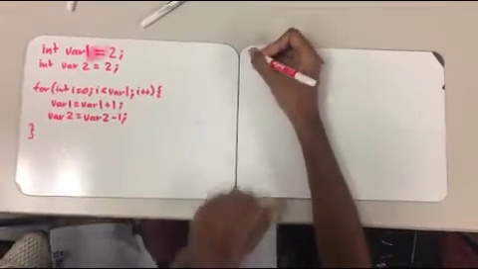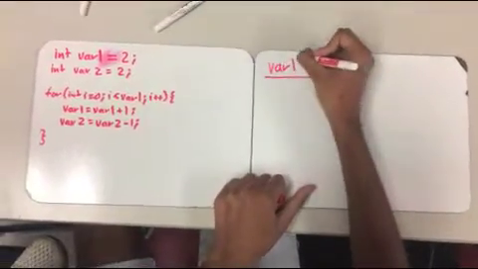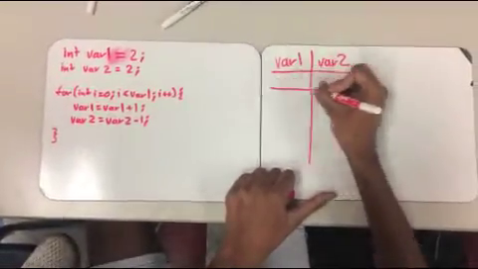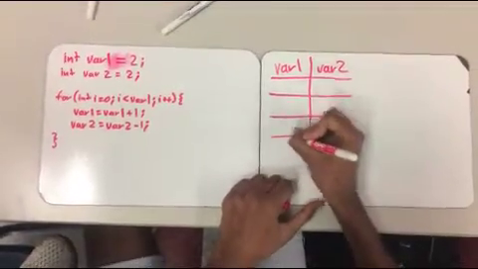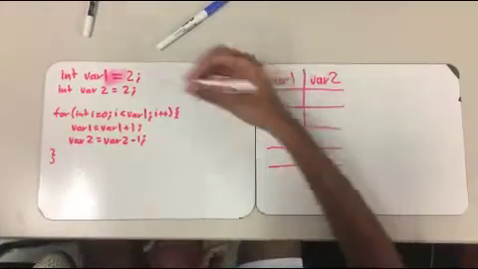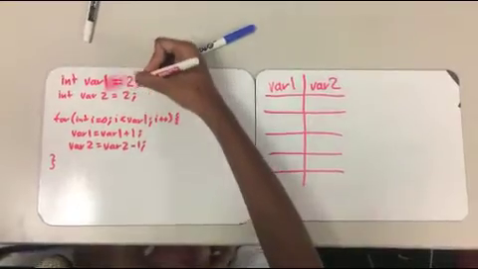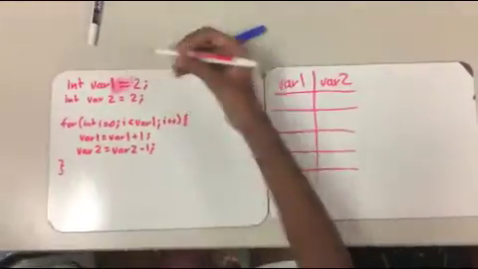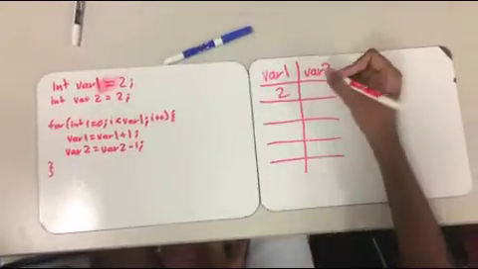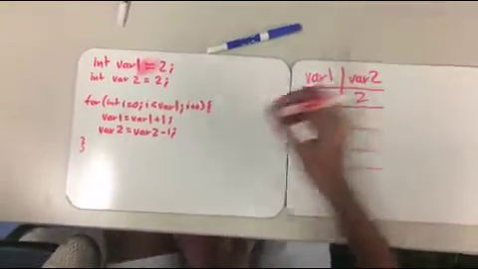Okay, so what you always want to do first is create a table to track the two variables, so that if this for loop ends up working, you can figure out what var1 and var2 are equal to, sometimes in relation to one another. First figure out what var1 and var2 start as. As you can see up here, int var1 is equal to 2, so var1 is first equal to 2, and int var2 is also equal to 2, so var2 is first equal to 2. Now you have these two variables, and you're going to run the for loop.